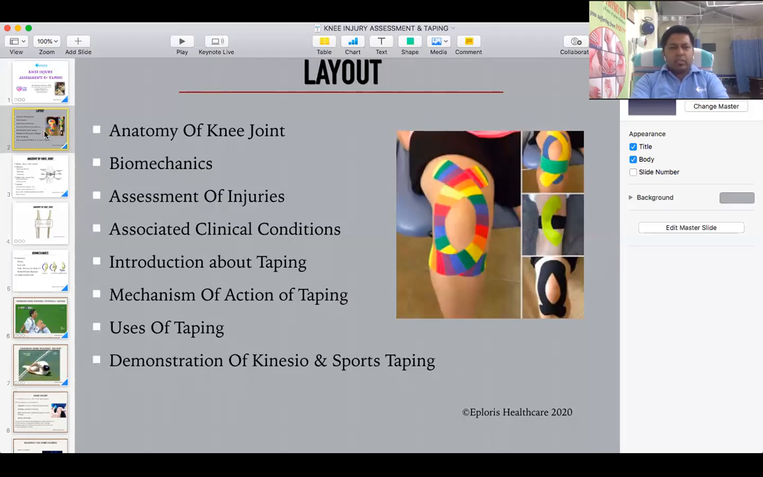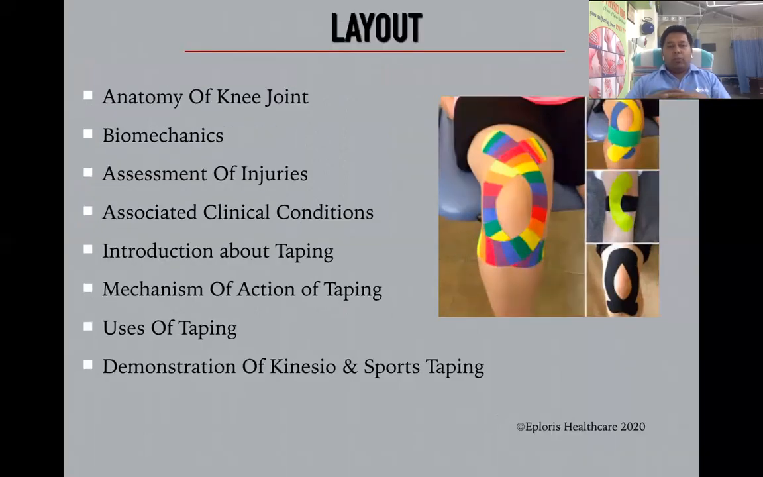Today's layout will be like this: we'll discuss the anatomy of the knee joint, then a little bit of biomechanics, then assessment of the injuries, not the complete assessment of the knee joint. Then associated clinical conditions, then an introduction to taping, what the different types of taping are, which type of tape to use where, the mechanism of how the tape works, the uses of taping, and a demonstration of kinesio and sports taping.